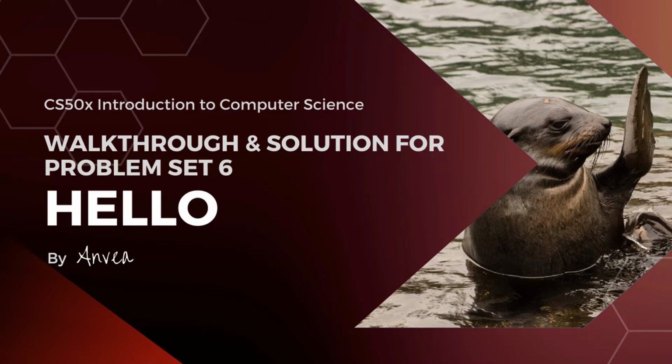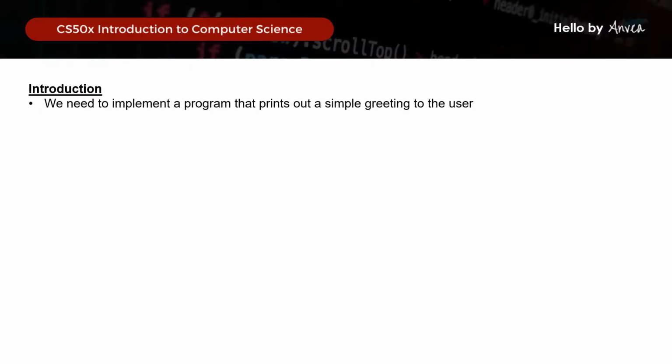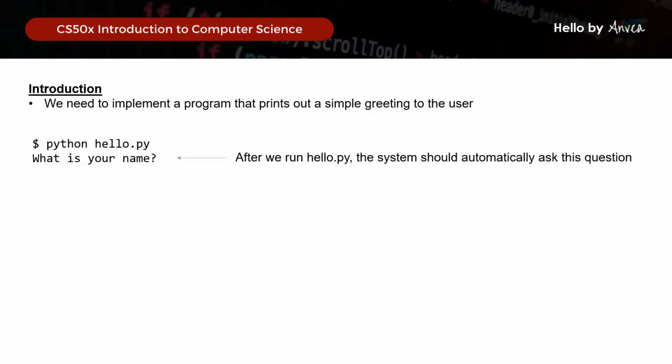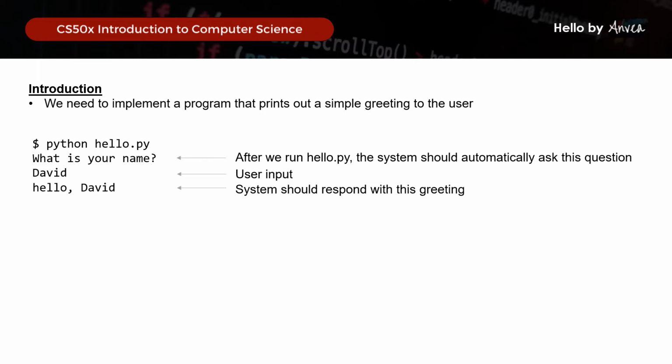So for this problem set, what we need to do is to implement a program that prints out a simple greeting to the user. So basically, we should run python hello.py. Then the system should automatically ask the user for their name. When the user keys it in, in this case the name is David, the system should then respond with this greeting, which is hello, followed by the input that the user just keyed in.